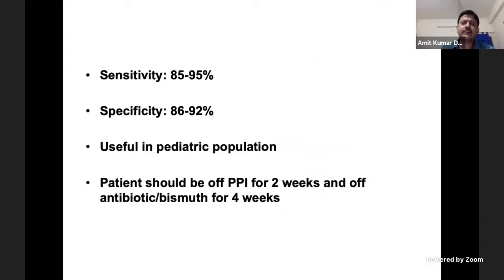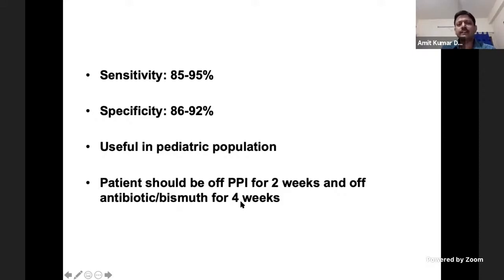And this test is mainly useful in the pediatric population where it may not be practical for them to comply with the instructions of the urea breath test. The exhaling out and all, they may not be compliant to do that. So it's useful in that situation as well as for testing successful eradication. So here also you have to remember that the patient has to be off PPI for 2 weeks and should not have taken any antibiotic or bismuth for 4 weeks.